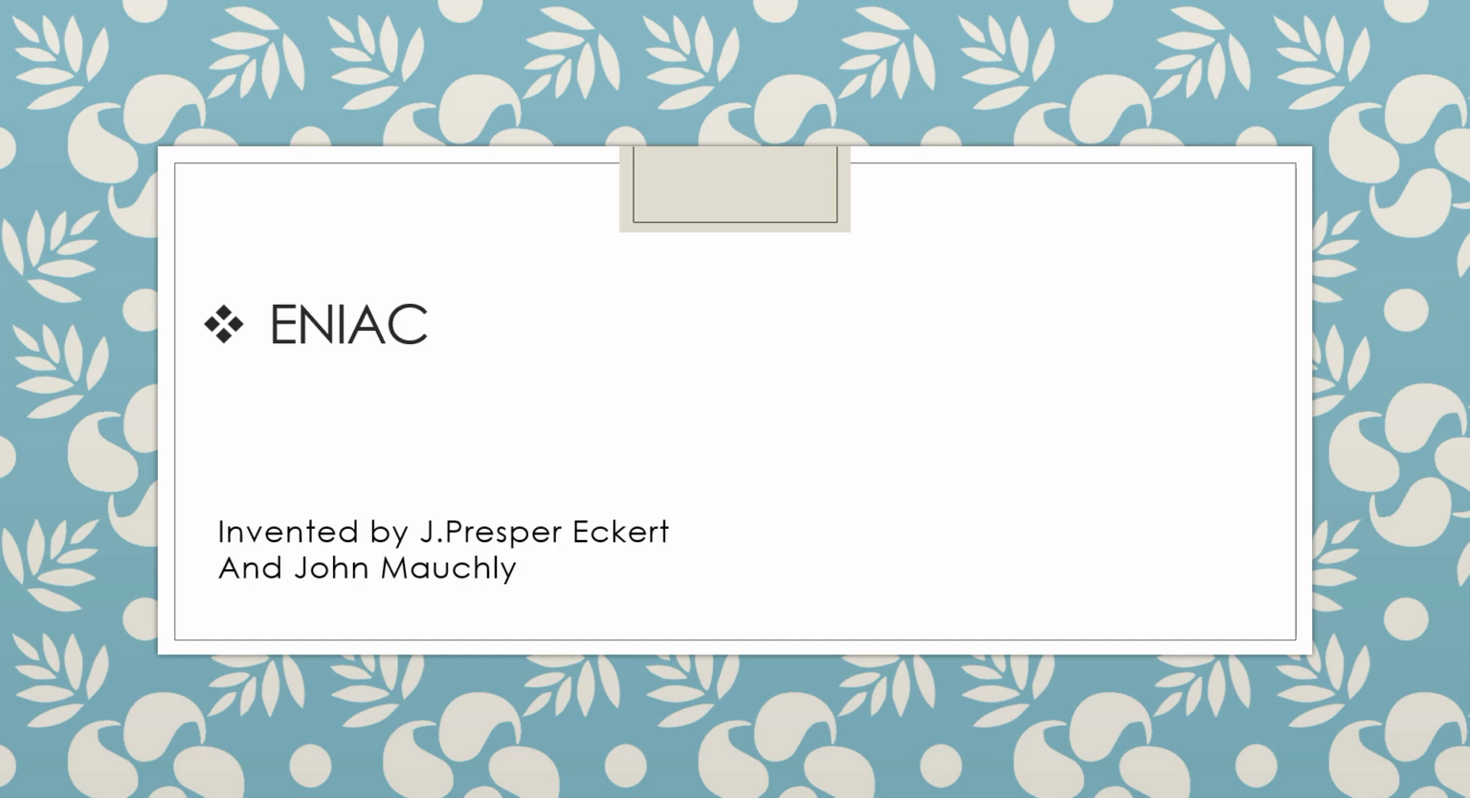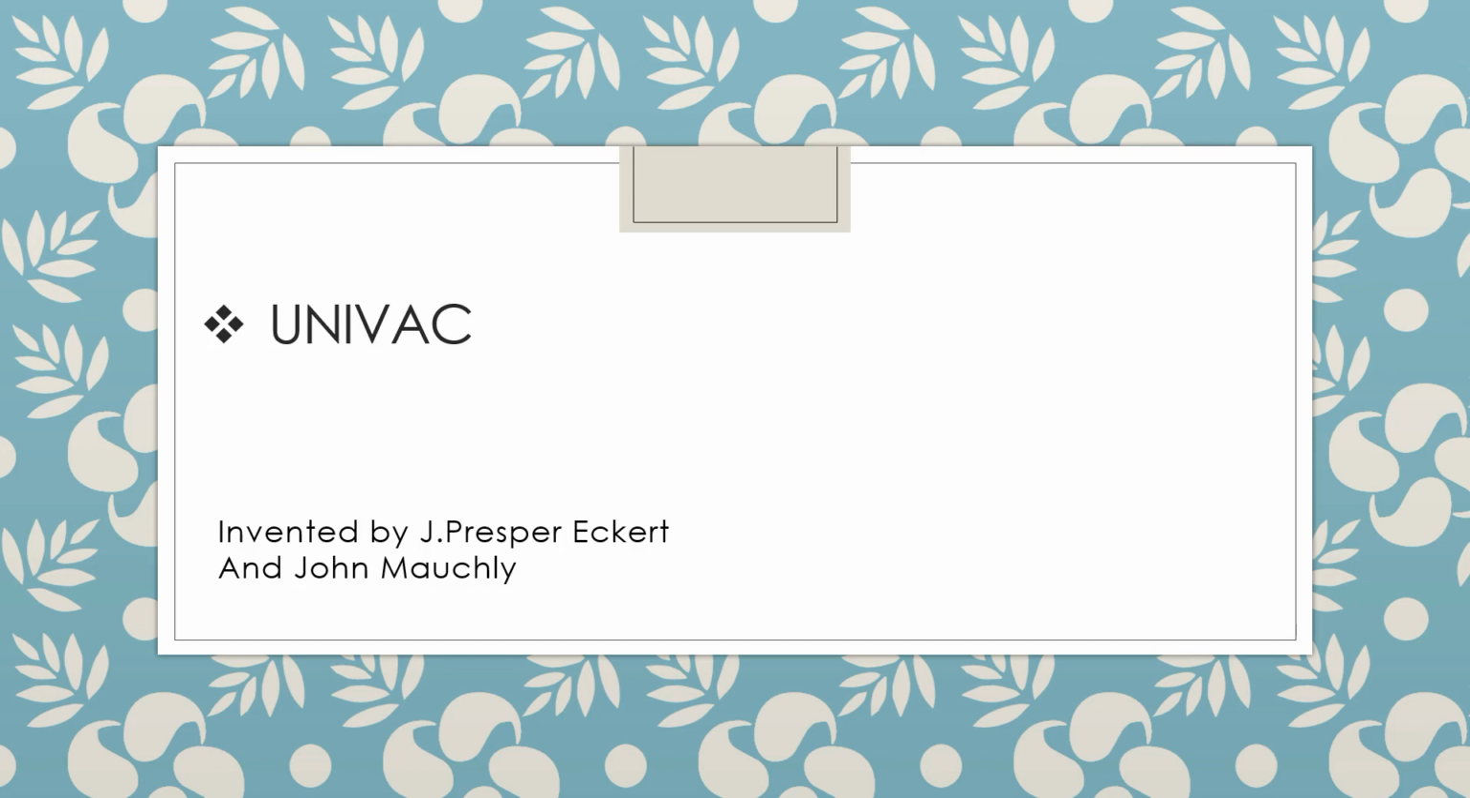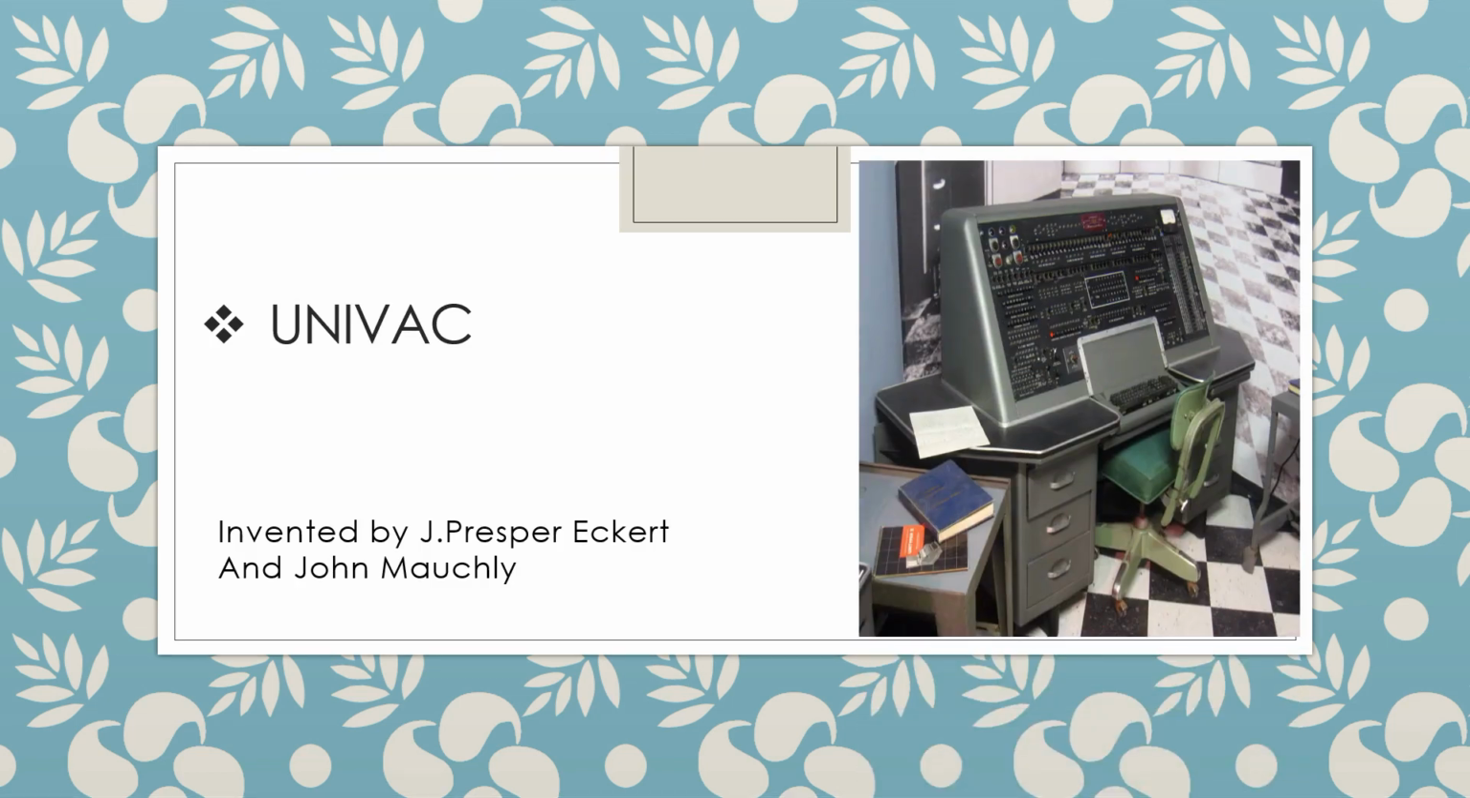Then comes ENIAC. The ENIAC, Electronic Numerical Integrator and Computer, was the first electronic computer developed by J. Prosper Eckert and John Mauchly in 1946. The ENIAC was extremely large in size. It contained several thousand different components. It also consumed a large amount of electricity. Then comes UNIVAC, Universal Automatic Computer, also invented by J. Prosper Eckert and John Mauchly.